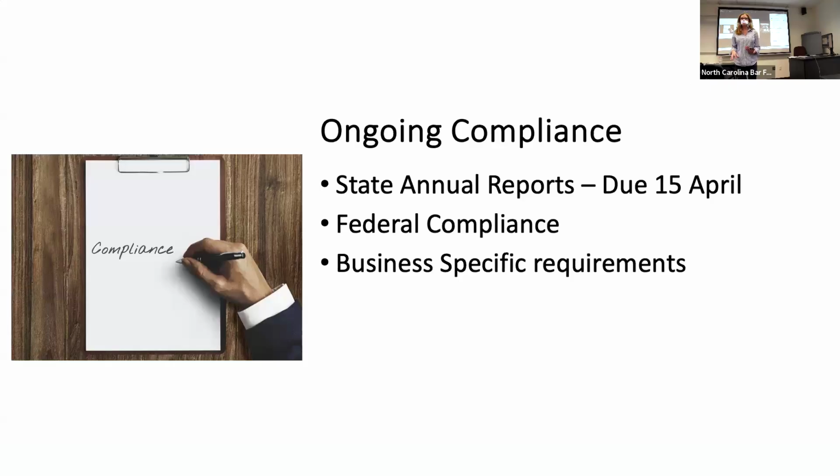The next thing I want to talk to you guys about is your ongoing compliance, okay? Every year in North Carolina, they are due on April 15th. You must file an annual report. You must pay the amount due that year for your annual report. And you're basically saying, okay, state of North Carolina, here is my registered agent. Here is my business address. Here are my officers. And here are my directors, right?